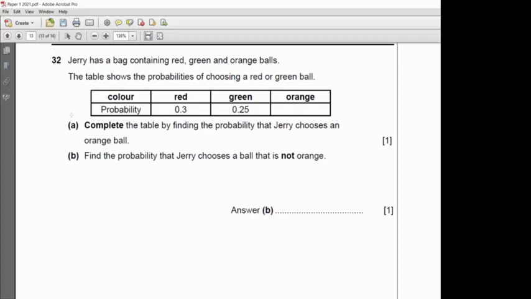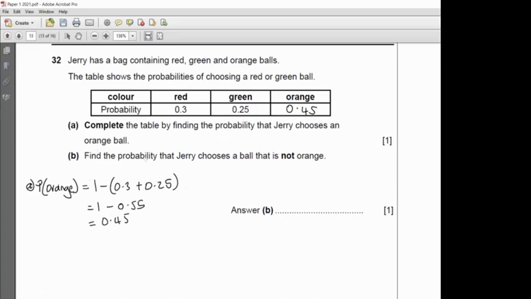So to find out what the probability of choosing an orange ball is, all I need to say is 1 minus the sum of the probability of choosing a red ball with the probability of choosing a green ball. So this is 1 minus 0.55, which is equal to 0.45. So this is 0.45.